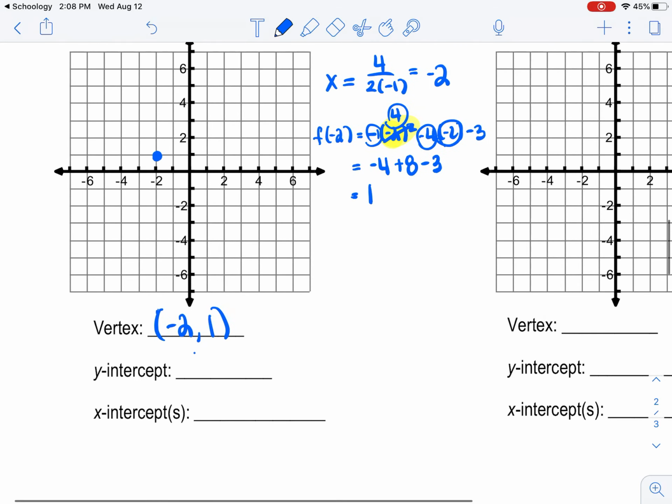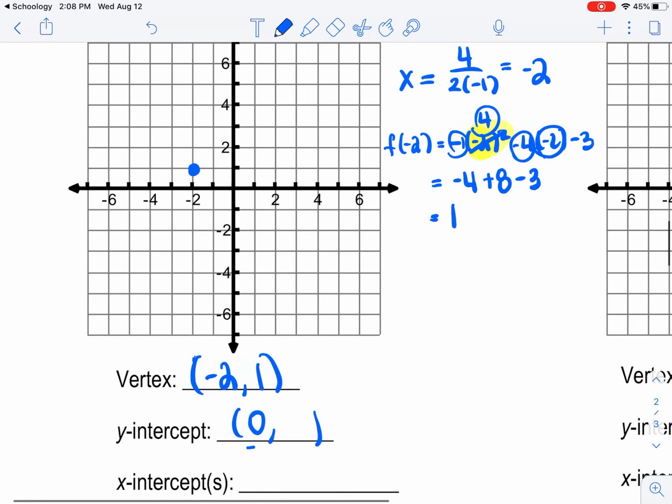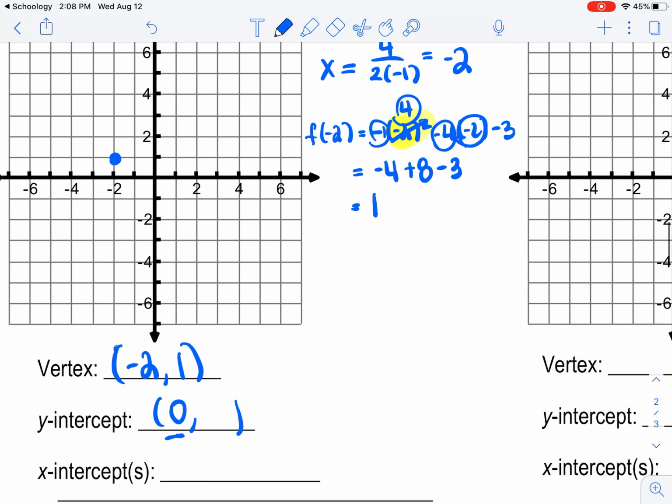Now I move on to my y-intercept. Remember, your y-intercept is the point 0 comma something. So what we're going to do is plug in 0 for x. That's what this says here, plug in 0 for x. If I plug in 0 for x, nothing there, I get negative 3.